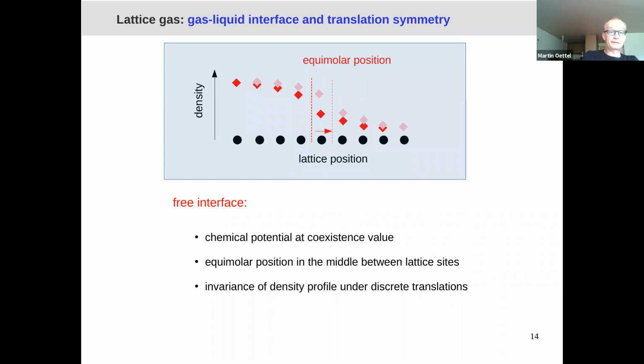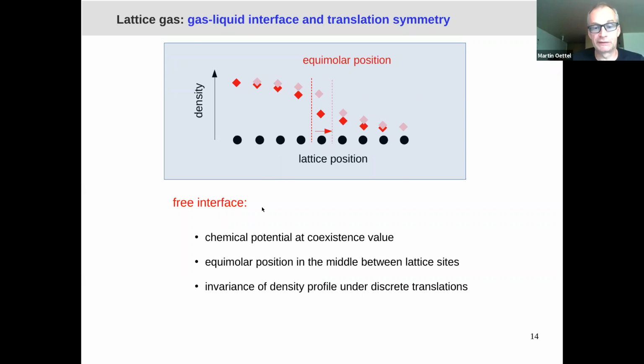We notice a very funny phenomenon about the liquid-gas interface in a lattice model. Okay, let's start first. The density profile for the liquid-gas interface is defined discretely. So you have lattice positions here, and then you have a density describing the transition from liquid to vapor. And there is a discrete translation symmetry. You translate the whole density profile by one lattice unit, and everything is conserved.